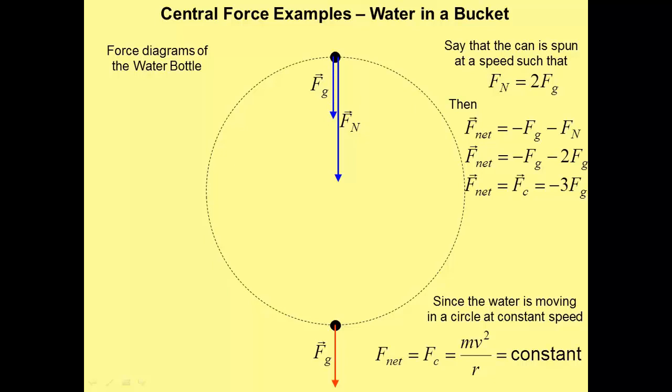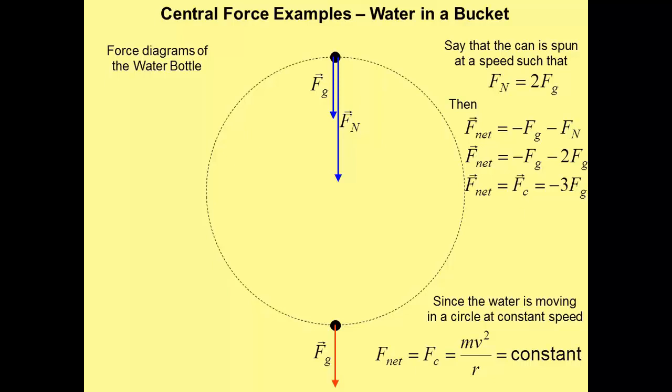Now in this case though, that's 3F_g upward. Because inward at the bottom of the circle is up, right? And the net force always has to act inward to make something move in a circle at a constant speed. So, if we want a net inward force of positive 3F_g, and F_g here is pointing down, how big does the normal force need to be? Stop and think about that for a while.